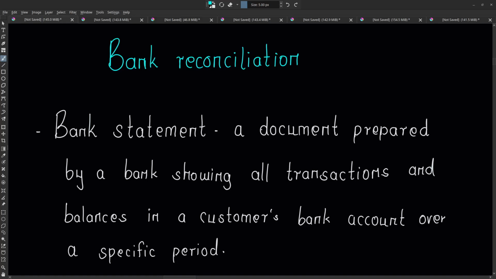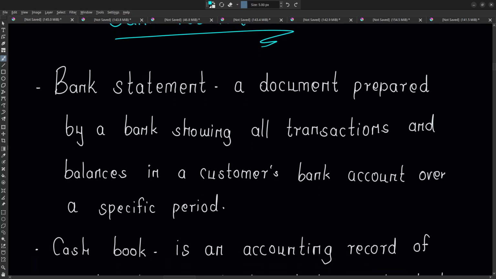Hello. Today, let us look at what we refer to as the bank reconciliation statement. We are going first to start by understanding the two documents that are used in preparation of a bank reconciliation. The first is the bank statement.